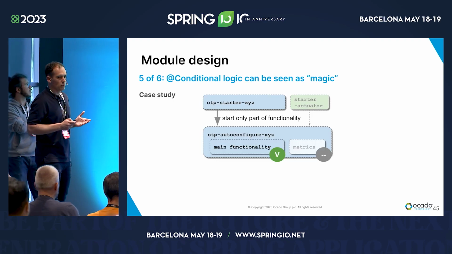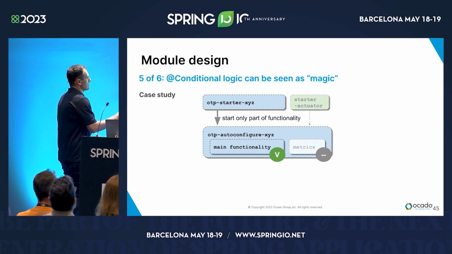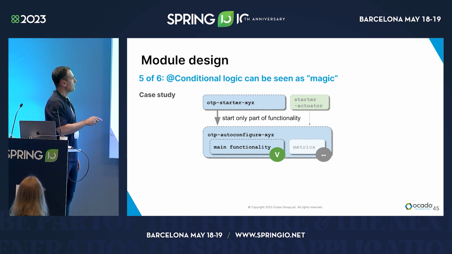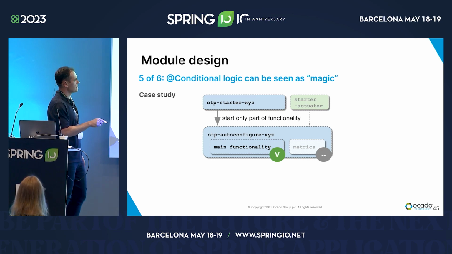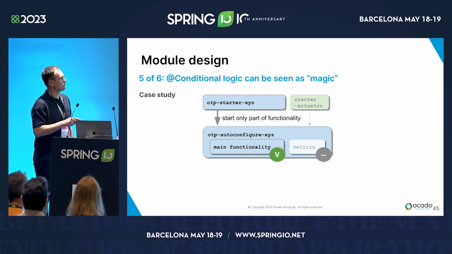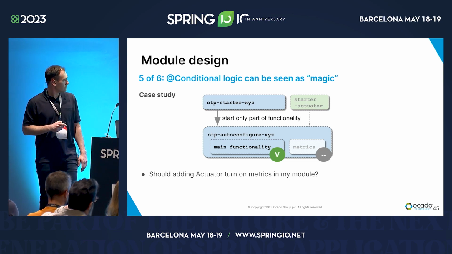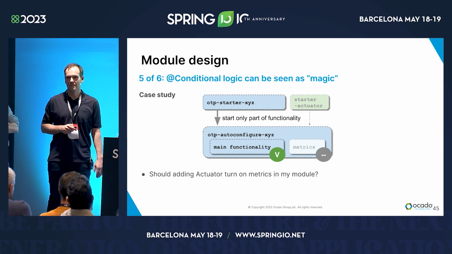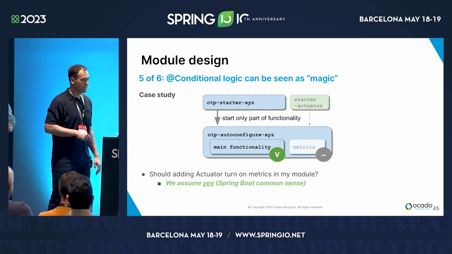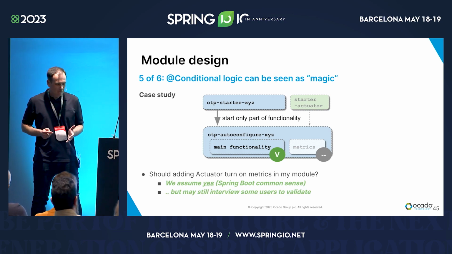A case study that I would like to ask about your intuition. We have a starter, whatever it does, that turns on certain features from an auto configuration. This green part. But it doesn't turn on the metrics here, the metrics that are Micrometer metrics. Would you expect that if I add a starter actuator, it will start producing the metrics? How many of you think yes? Okay, how many no? Yeah, we think yes also, but we would ask our users, because if our users don't expect it, we would probably not do it.